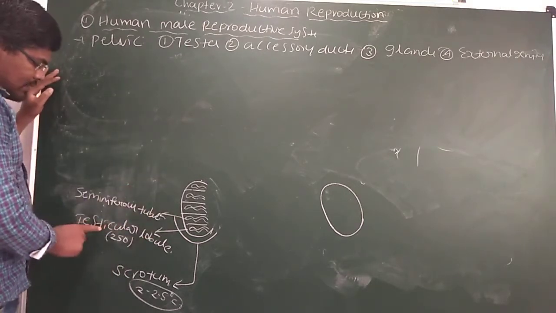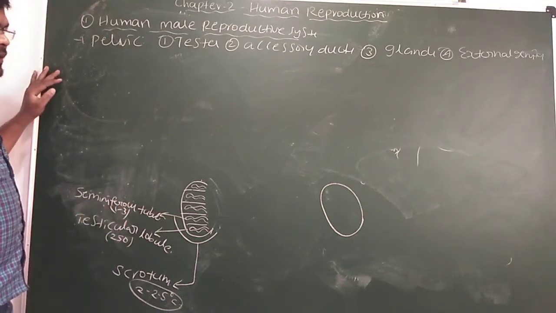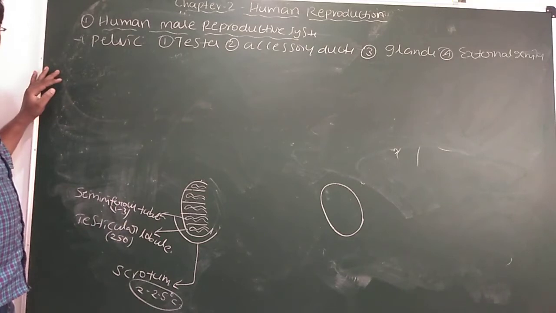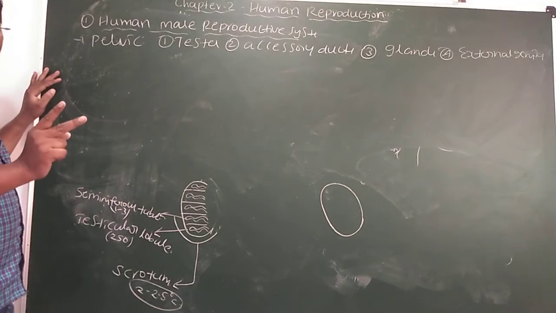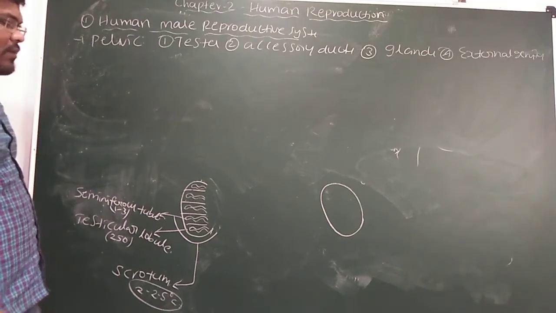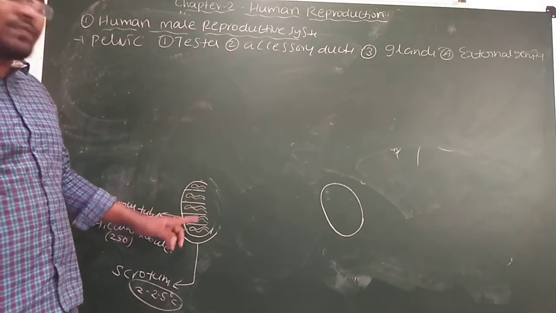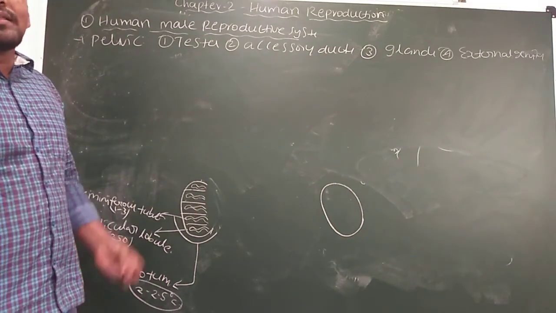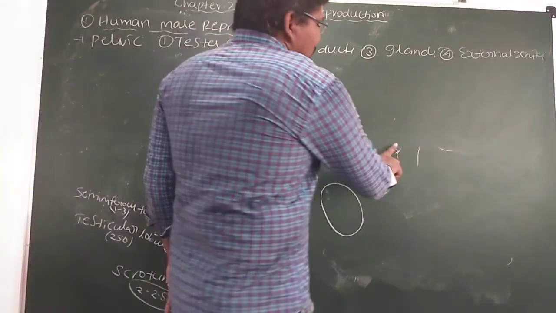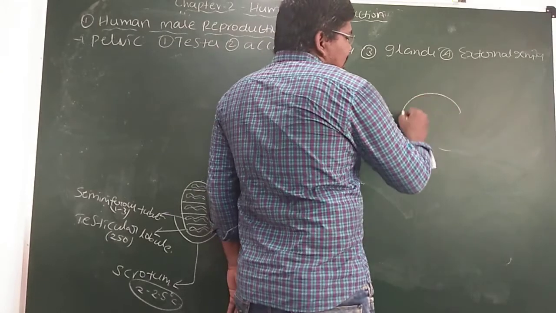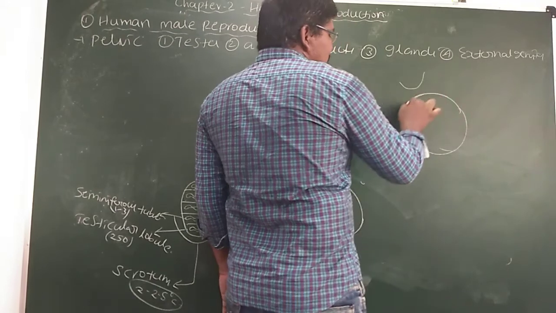Each testicular lobule contains coiled seminiferous tubules. The seminiferous tubule contains two different types of cells. What are the two types of cells we have to discuss here? If you see the cross section of the seminiferous tubule, you can easily understand its function and the different types of cells present inside. Now I will draw the cross section of the seminiferous tubule. This is the cross section.